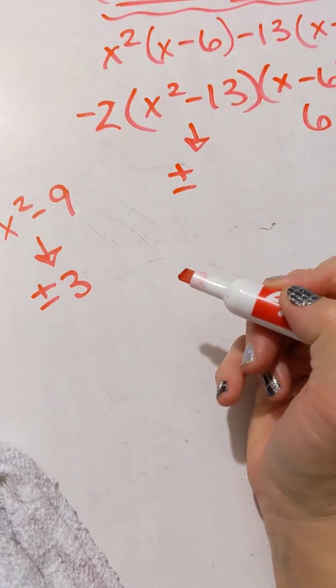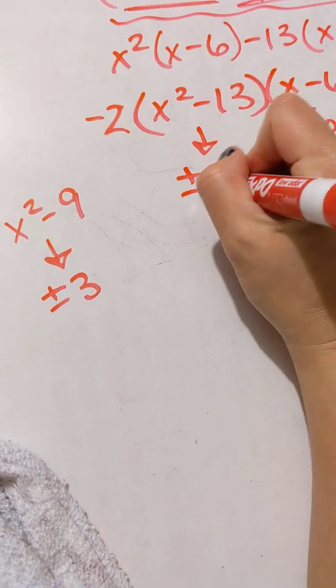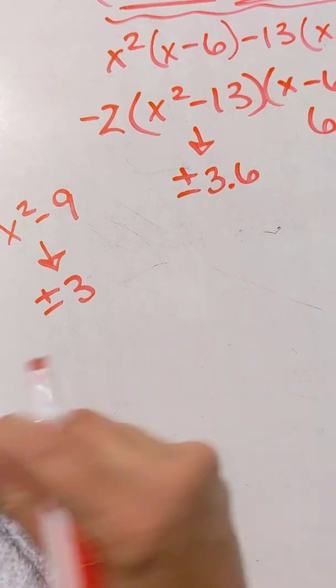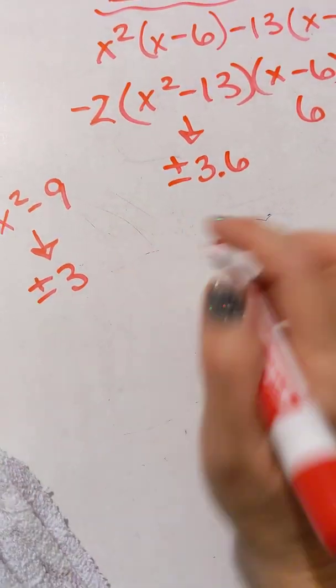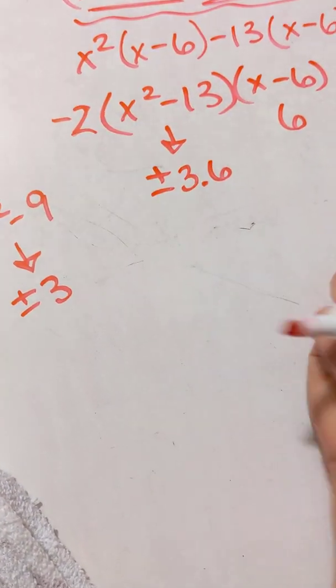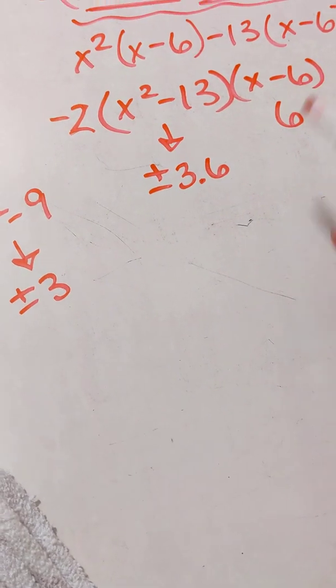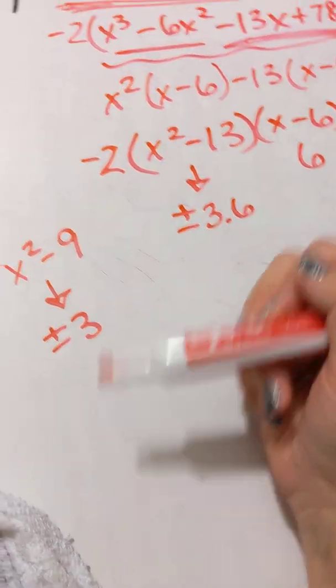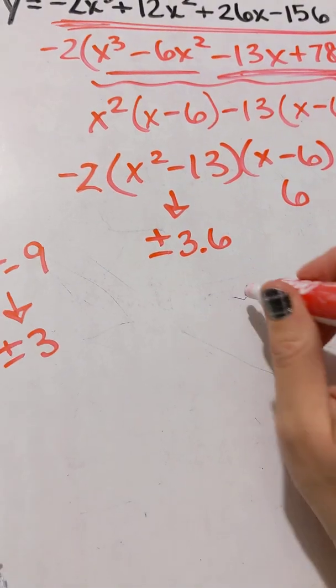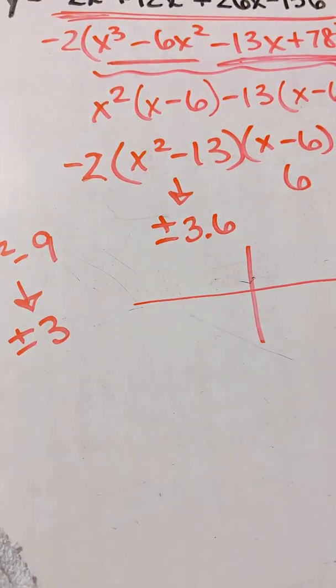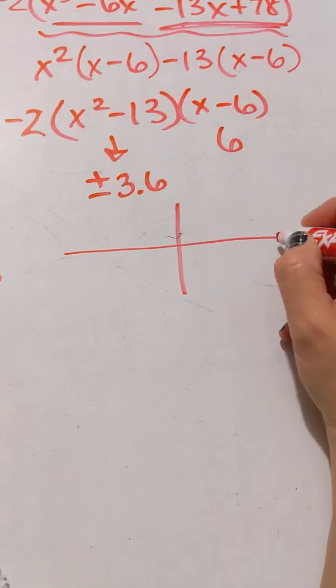If you square root 13 on your calculator, you'd get positive and negative 3.6. All right, so here's your three answers. And again, we're going to graph it upside down of that. Just a rough sketch. Let's see.